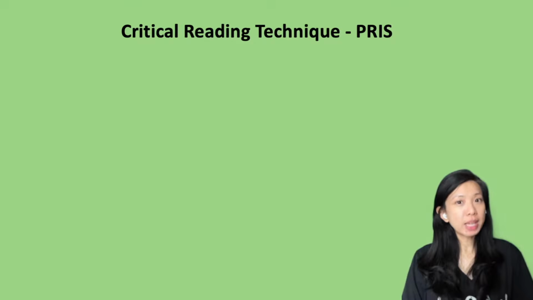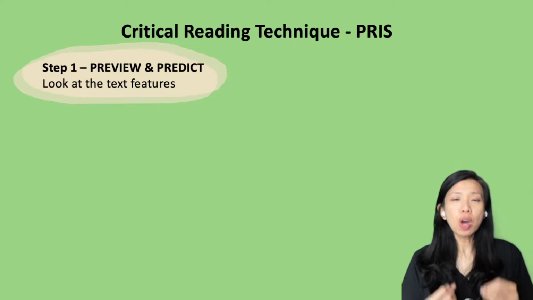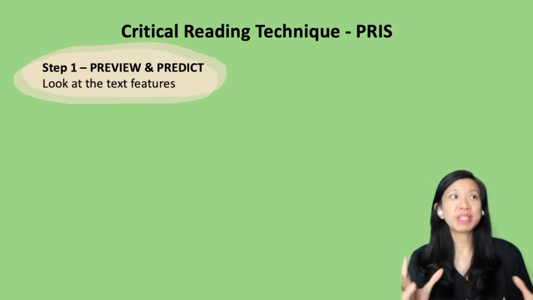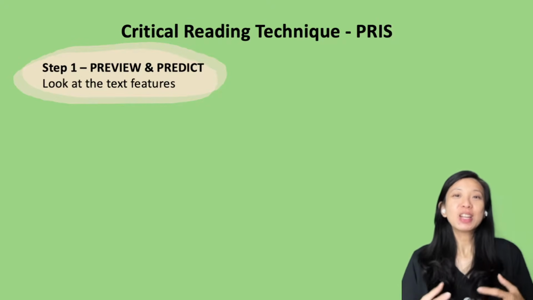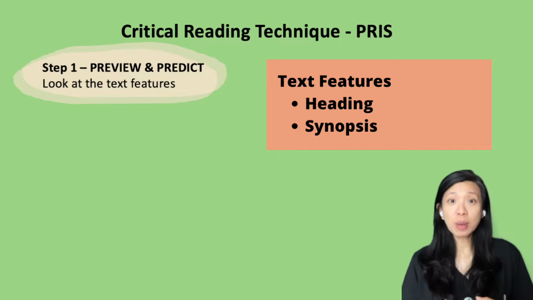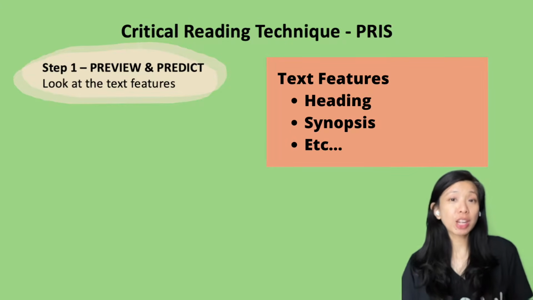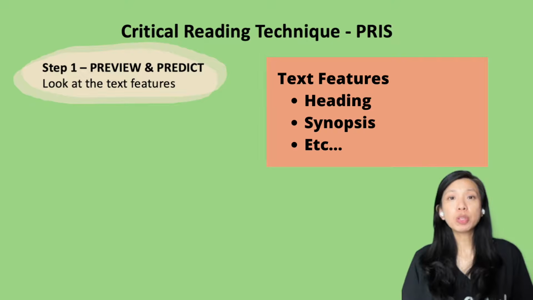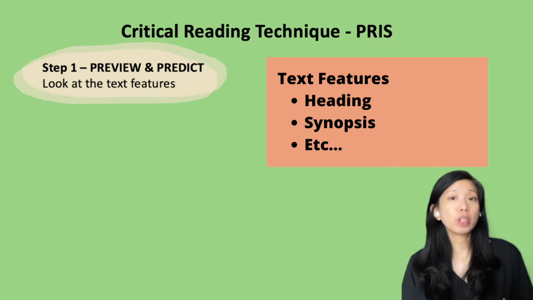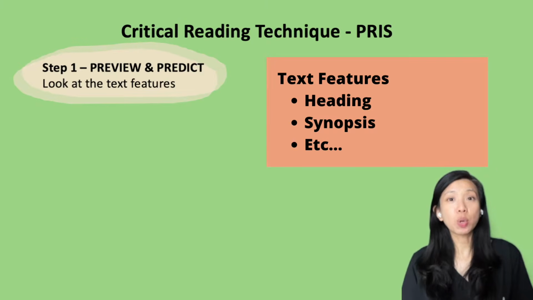So step 1 is our P, and P is where we preview and predict the text. So this is where we do not look at the text yet. We don't read the text. What we should do is look at everything else besides the text in that sense. So what I mean by that is to look at the text features. Okay, so this could include your heading, it could include your synopsis, it could include any other pieces of information that you can get about the text without actually reading the text itself. So if, for example, you look at the title of the text, you can kind of predict what the text is going to be about. So this step is basically preparing your mind to understand what the text is going to be about.